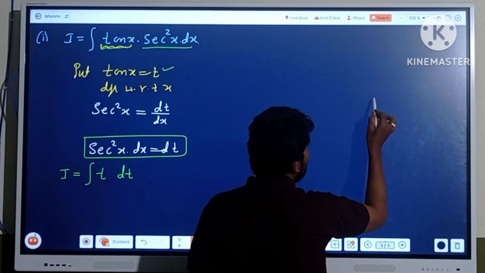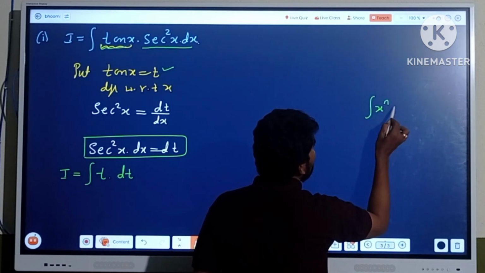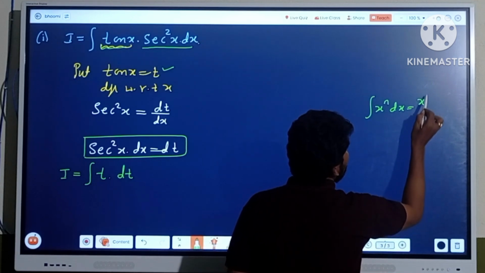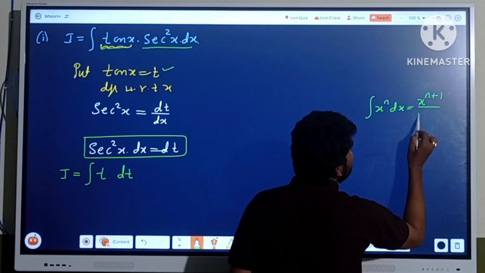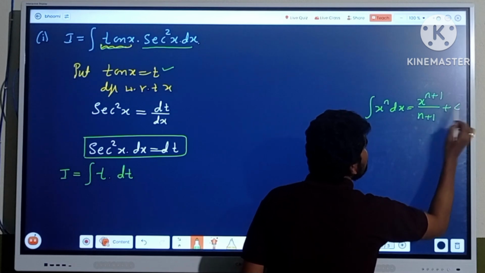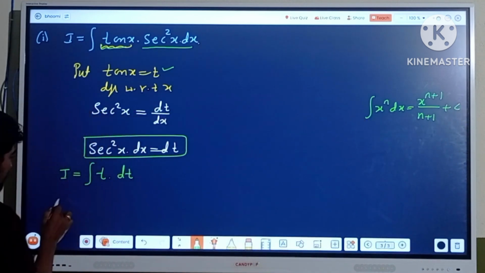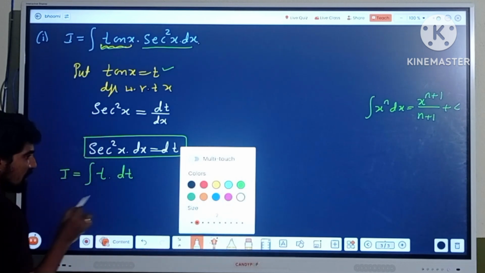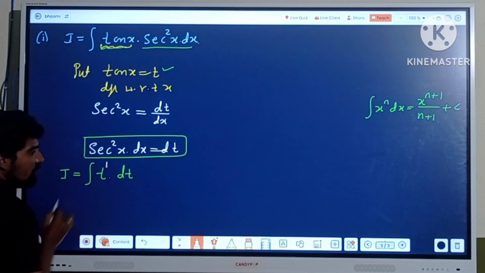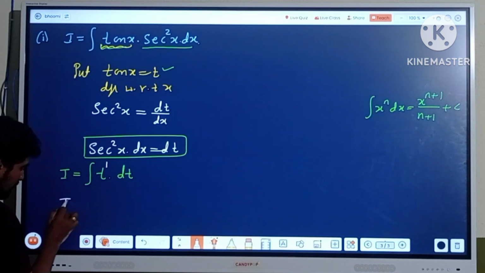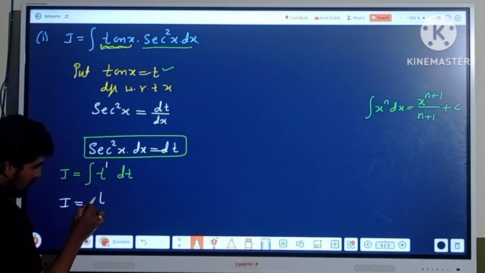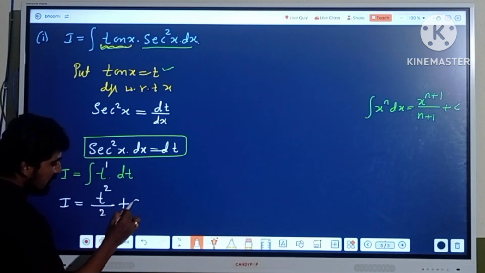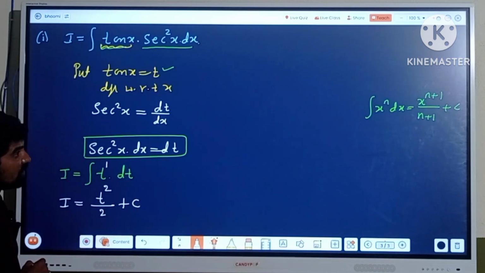If we have integration of x power n dx, its formula is already known: x power n plus 1 divided by n plus 1, plus c. Therefore, integration of t dt is integration of t power 1 dt. Therefore, I equals t power 1 plus 1, that is t square, divided by 1 plus 1, that is 2, plus integral constant c. I hope all of you are understanding.